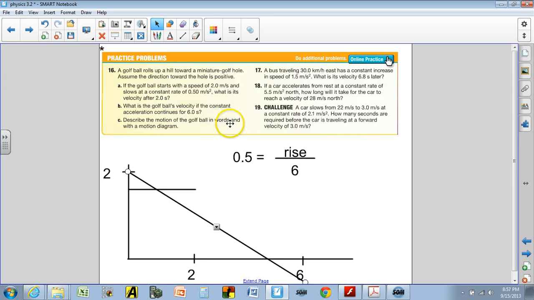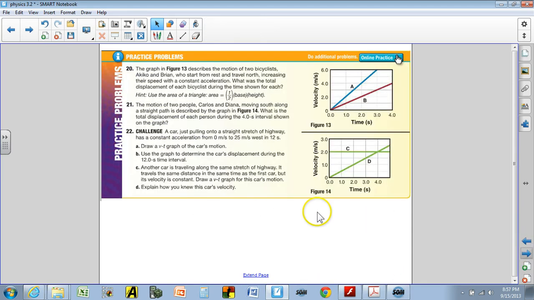So describe the motion of the ball in words. It starts out positive. It slows down, slows down, slows down, comes to a stop, starts rolling back at you, and it's rolling towards you after 6 seconds at a negative 2 meters per second. All done without any of those fancy equations. Let's take a look at another one.